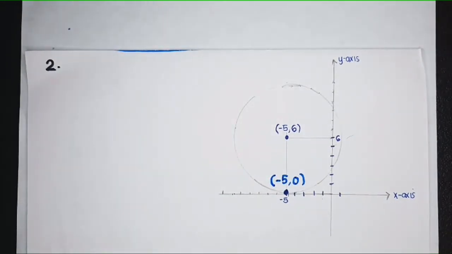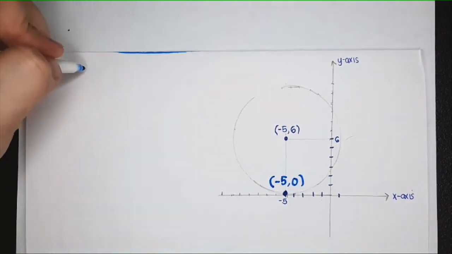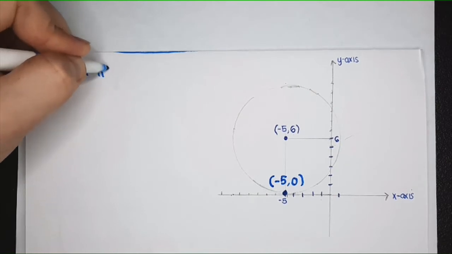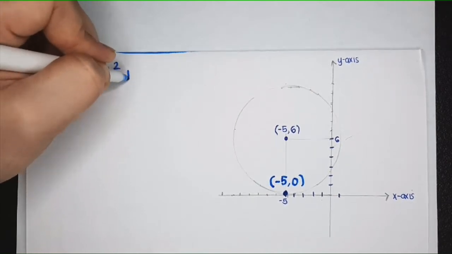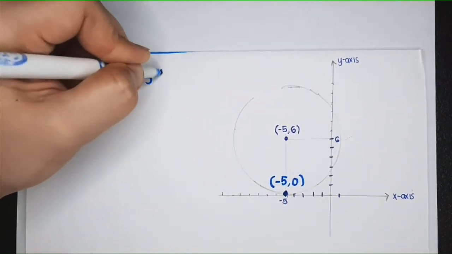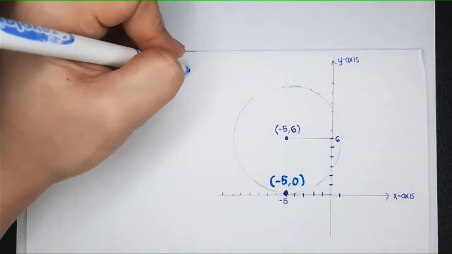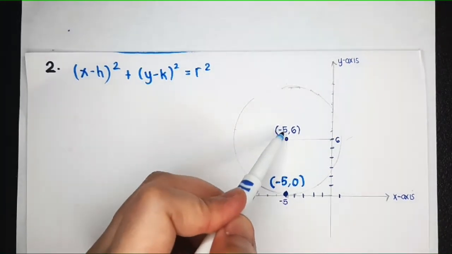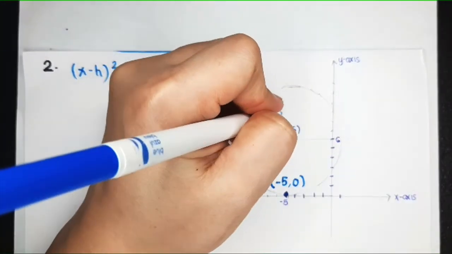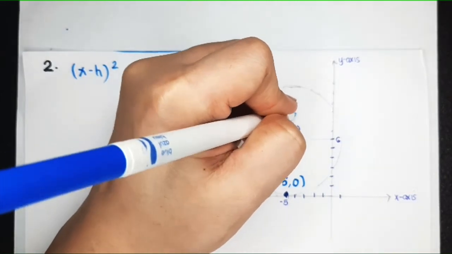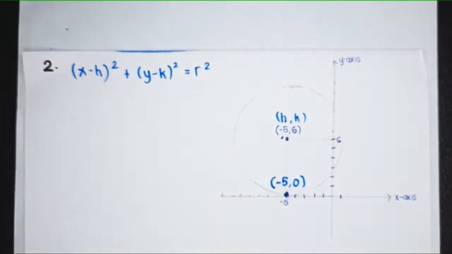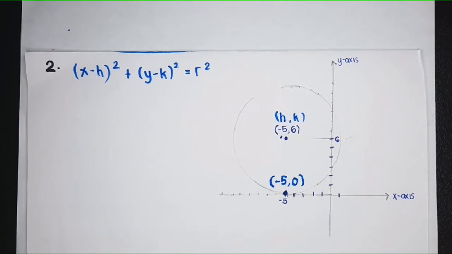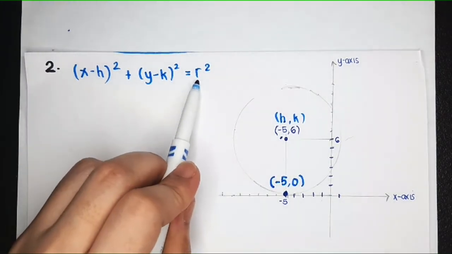If you recall this standard form, let me write it again. We have (x minus h) squared plus (y minus k) squared equals r squared. We have the center, so we have the value for h and the value for k. What is missing? The value for r.